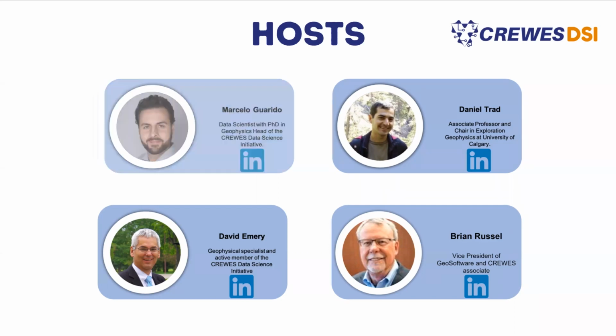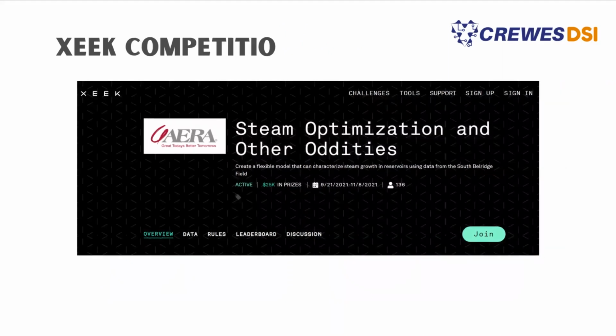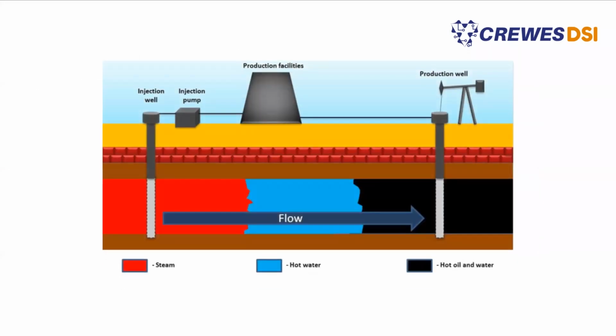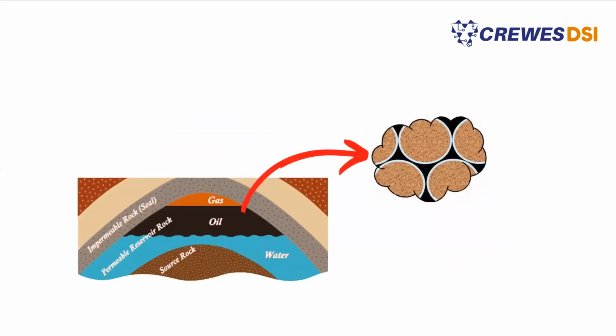So what we're going to be talking about today is the Xeek competition named the STEAM Optimization and Other Oddities. This competition had the goal to provide us steam injection information and oil production. We had to use this information and try to predict the remaining oil saturation in the reservoir. So it's a very simple idea for the project. They provide us information from 400 wells, and you have to come up with the best prediction.